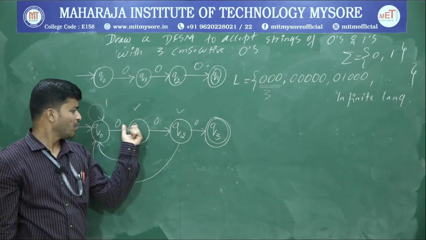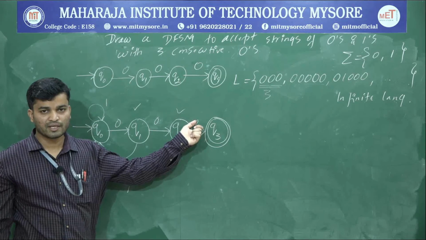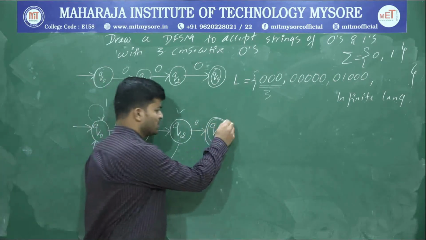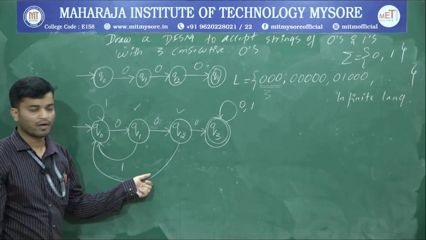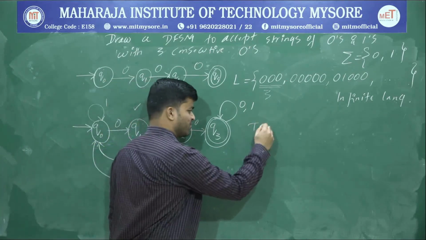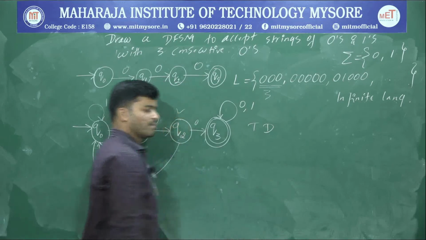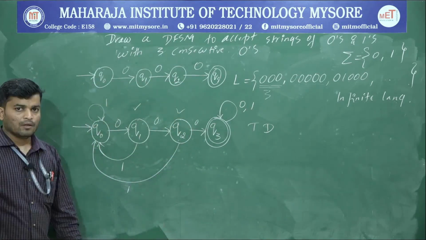Now go with Q3. Okay. Already I have 3 consecutive zeros. Then I can have anything. Right, anything. You can write a loop upon 0, 1. So this is your required transition diagram, DFA or DFSM. Okay. So this is the required transition diagram.